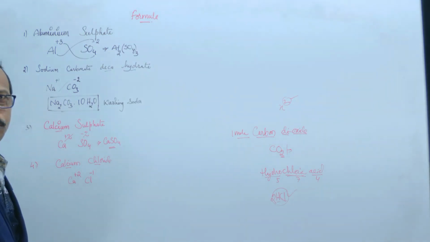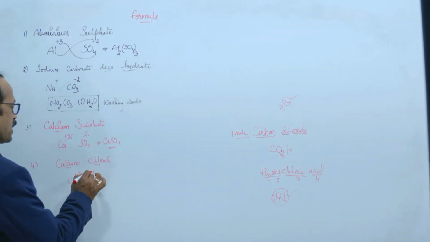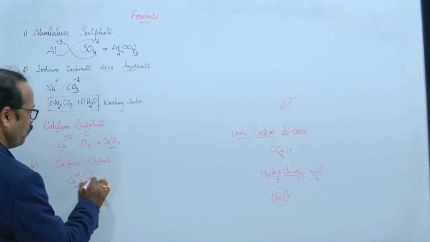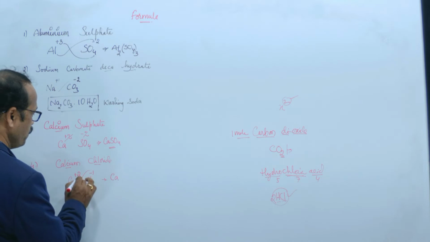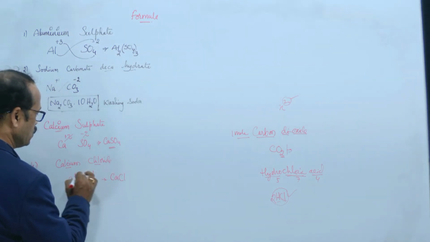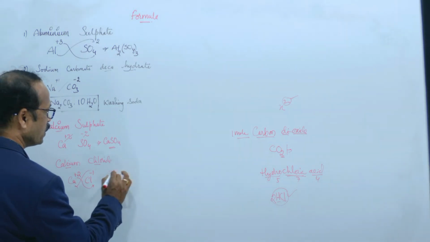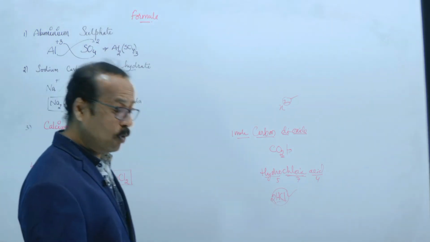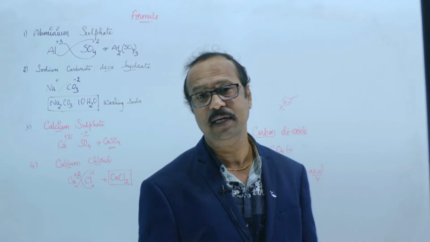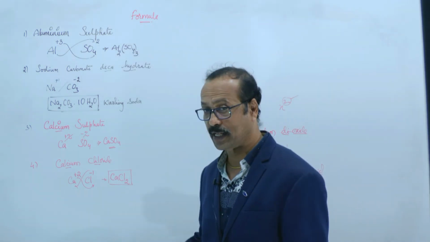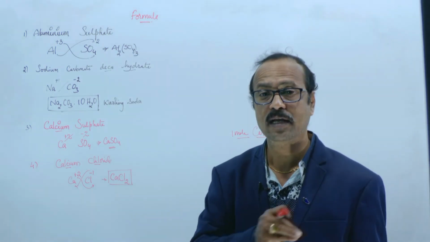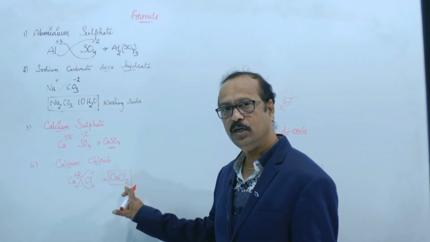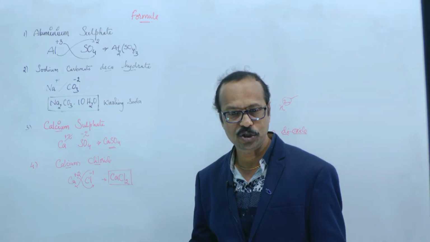Then what should you do? Neglect the charges, but crisscross: this one bring here, these two bring there. So Ca1, you need not write if it is 1. And Cl, and these two bring here. So write 2. This is the formula of calcium chloride, CaCl2. Now what did the question ask? They didn't ask to write the formula of calcium chloride. They asked how many chlorine atoms are present in the calcium chloride. Now how many are there? 2. So the answer is 2.